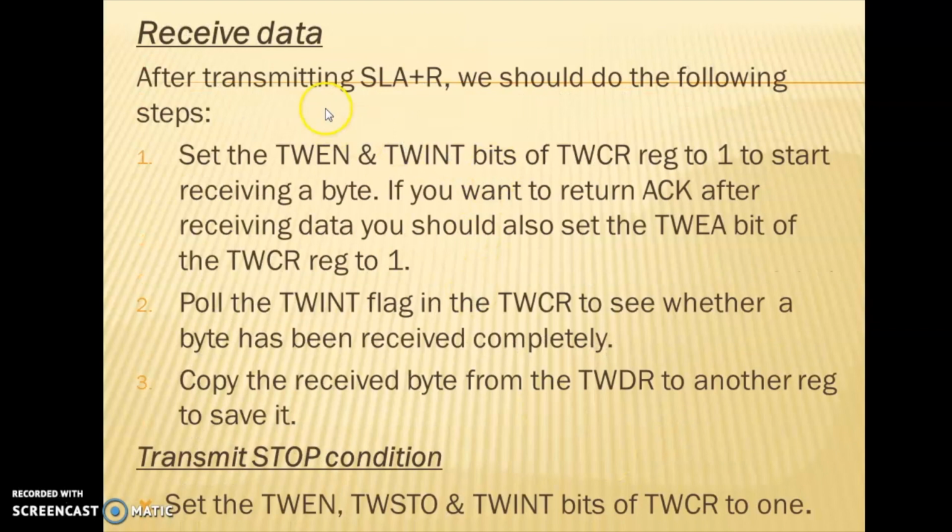Then we receive data. For receiving the data, we will set the TWEN and TWINT bits of the TWCR register to 1 to start receiving a byte. If you want to return the acknowledgement after receiving the data, you should also set the TWEA bit of the TWCR register to 1. Then again check the TWINT flag in the TWCR register to see whether a byte has been received completely.